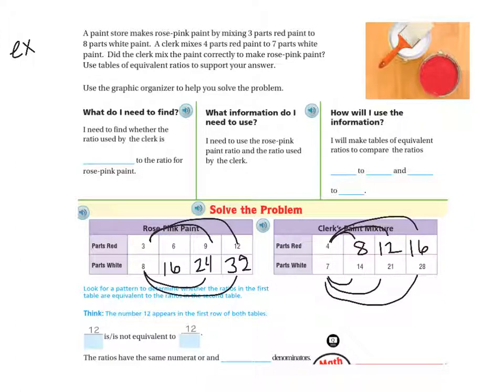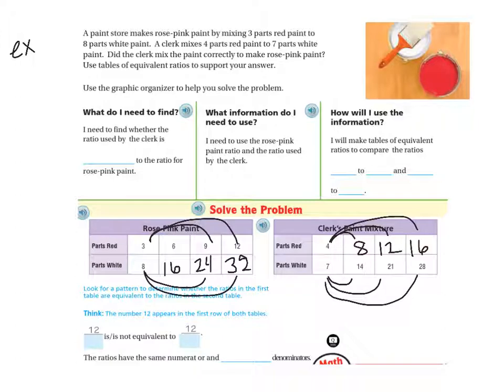So now I'm going to look. Do any of these numbers match up? 3 eighths, 4 sevenths, 6 sixteenths. I don't see it over here. 9 24ths. Don't see it over there. 12 32s. I have 12 21s, but that is not equivalent. So this paint clerk mixed it wrong. So he would not get the right color of paint.